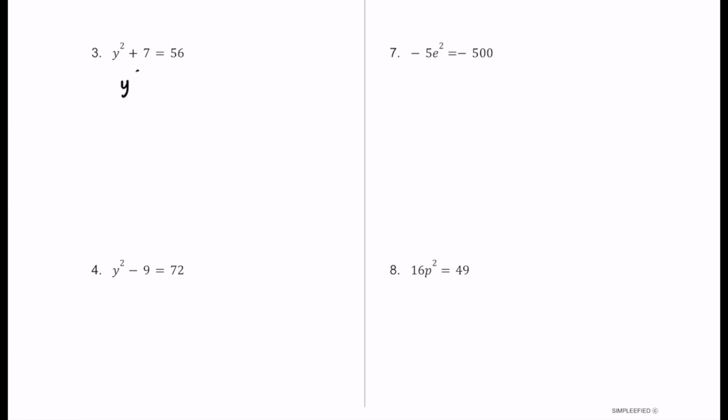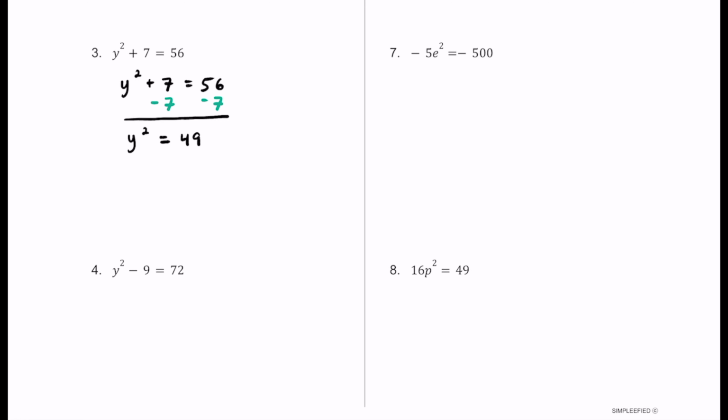For number 3, we have y squared plus 7 is equal to 56. So let's go ahead and just rewrite the original, y squared plus 7 is equal to 56. So we're not going to start off taking the square root here. Instead, we need to get that y squared alone, and we can do that by just subtracting 7 from both sides of the equation. That's the subtraction property of equality right there. If we go ahead and subtract 7 from both sides, those 7s are going to cancel out on the left side, and we're going to get y squared is equal to 49.